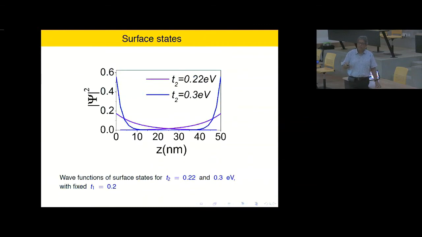So here are just some pictures of the surface states for T1 fixed at 0.2 eV and two values of T2. You can see the larger value of T2 has shorter decay lengths.